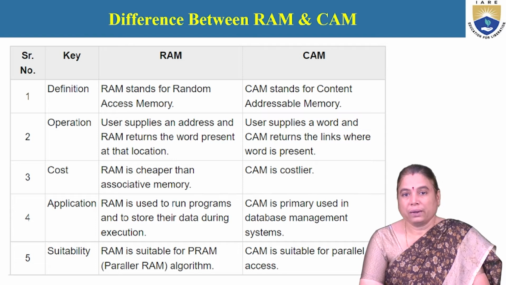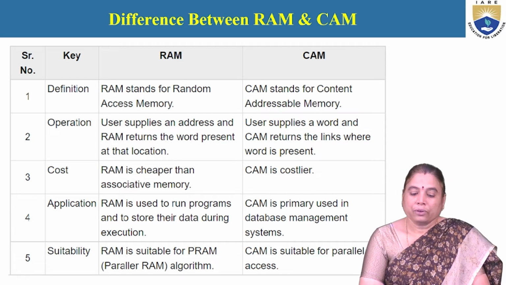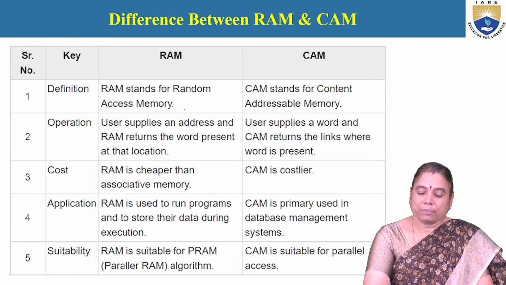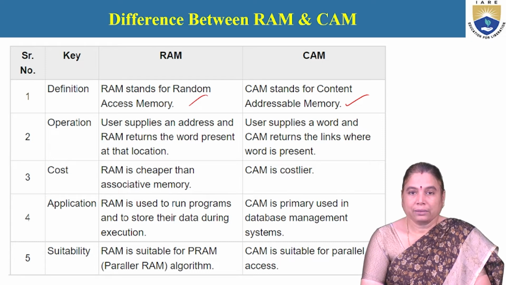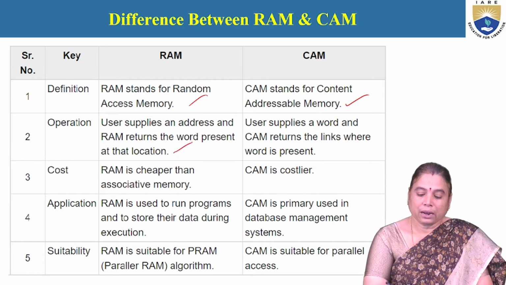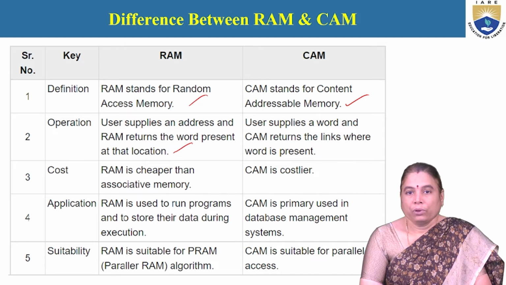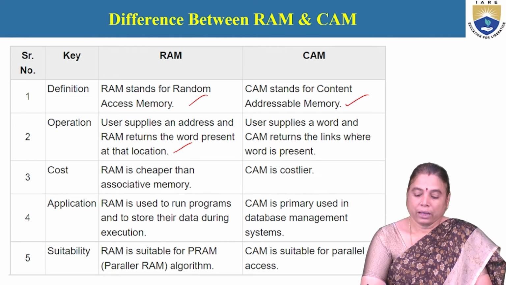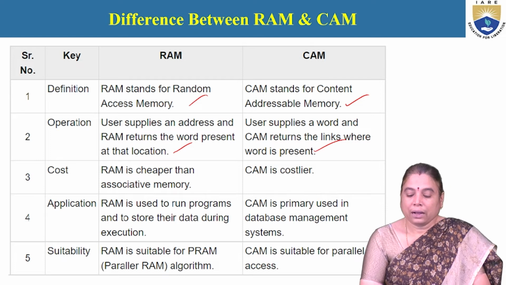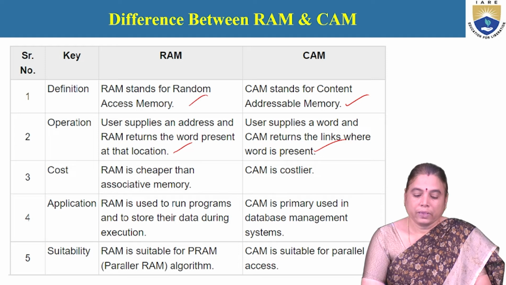Then what is the difference between RAM and this CAM? RAM stands for random access memory, CAM stands for content addressable memory. The user supplies an address and RAM returns the word present at that location. So to refer to the memory, the address is a must in the case of RAM. But the user supplies a word and CAM returns the location where the word is present. So with the help of the content, the fetching operation can be done in the case of CAM.